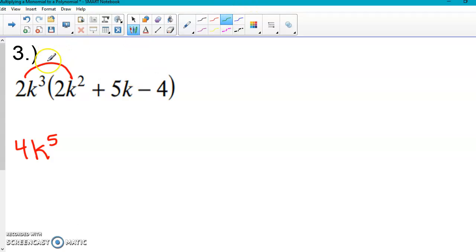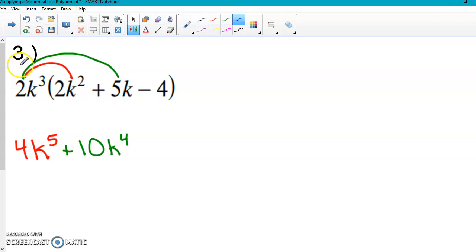Okay, come back and grab 2k cubed times positive 5k. So 2 times 5 is 10. And then k cubed times k, so there's an understood 1k there. So that would be k to the 4th.